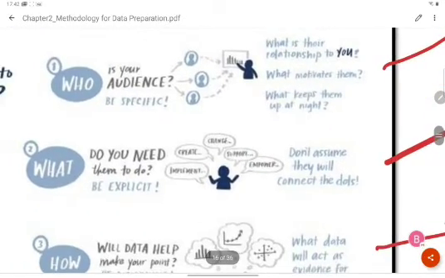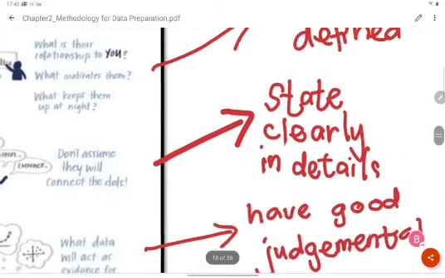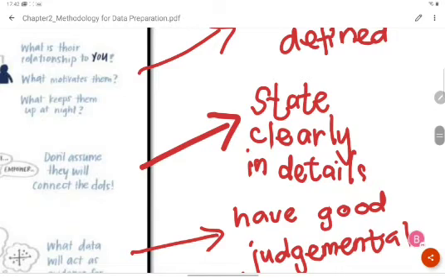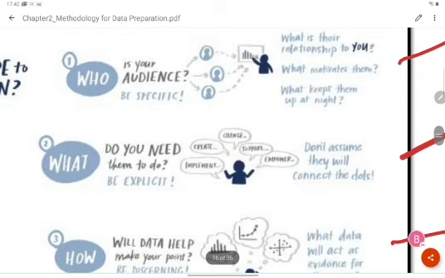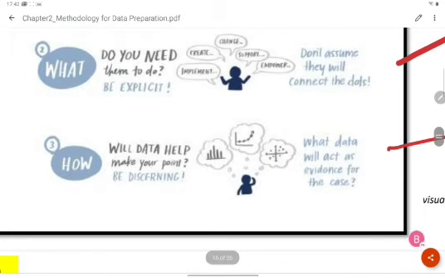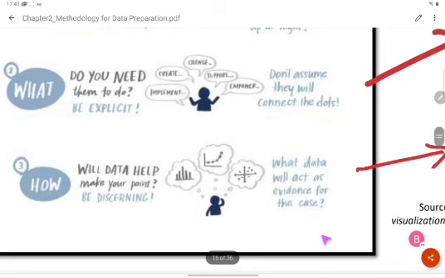Okay, and then what do you need them to do? Okay, don't assume they will connect the dots, so you have to connect them for them. Okay, be explicit. It means be clear and in detail. State all your data in detail. Okay, how will data help make your point? What data will act as evidence for the case?